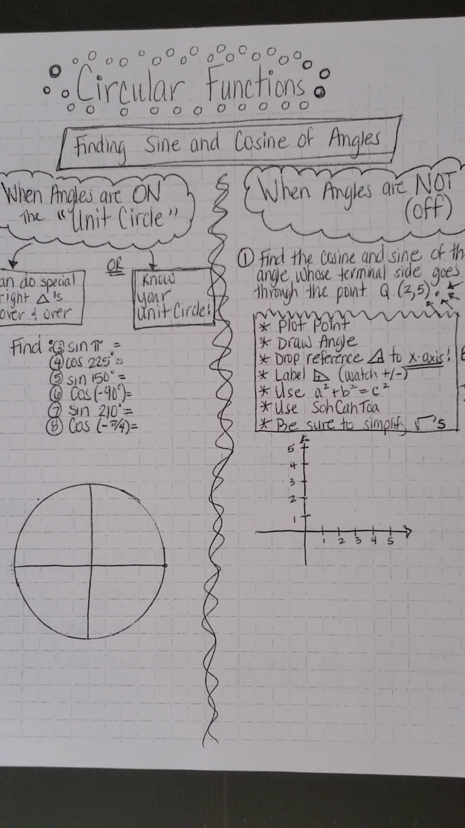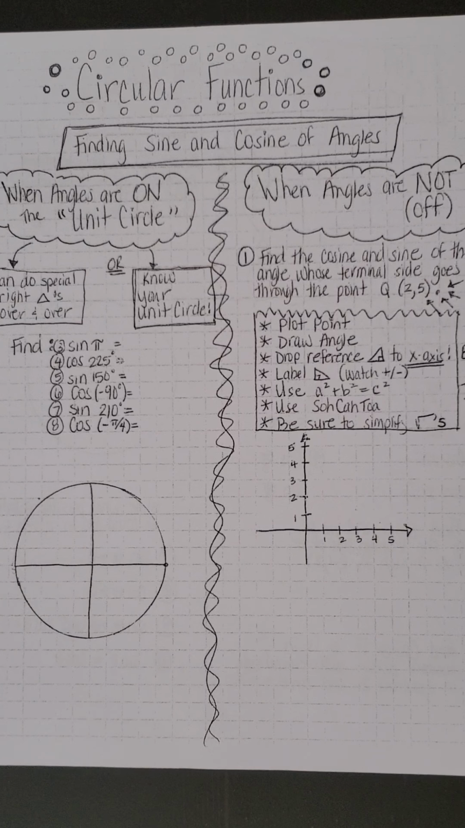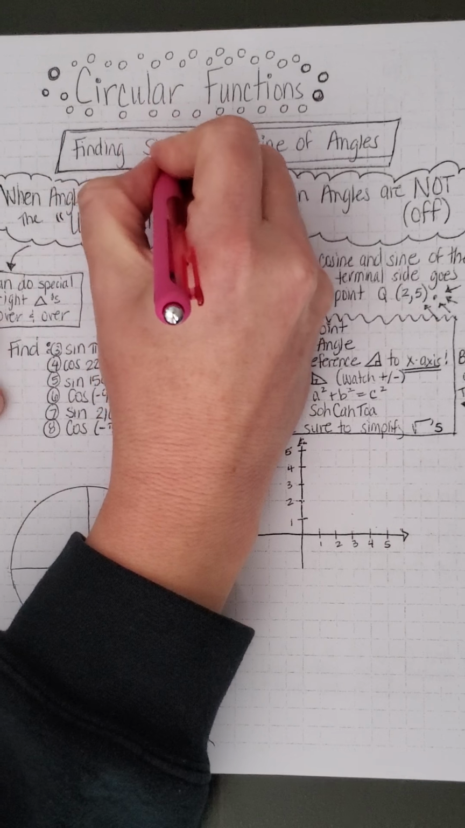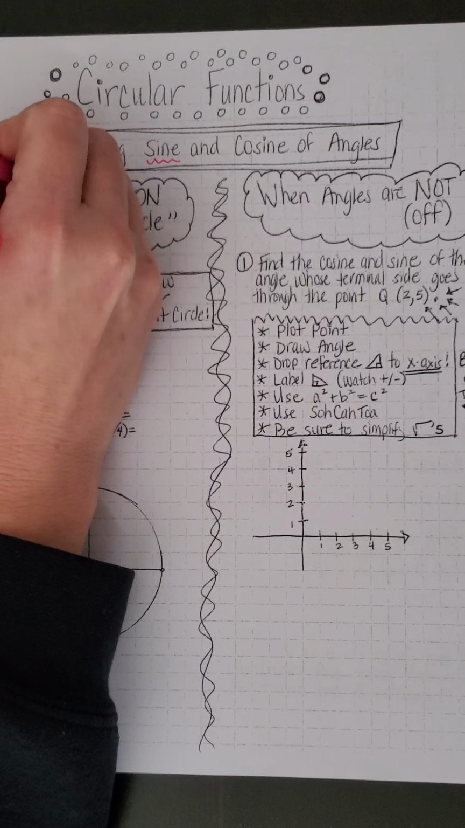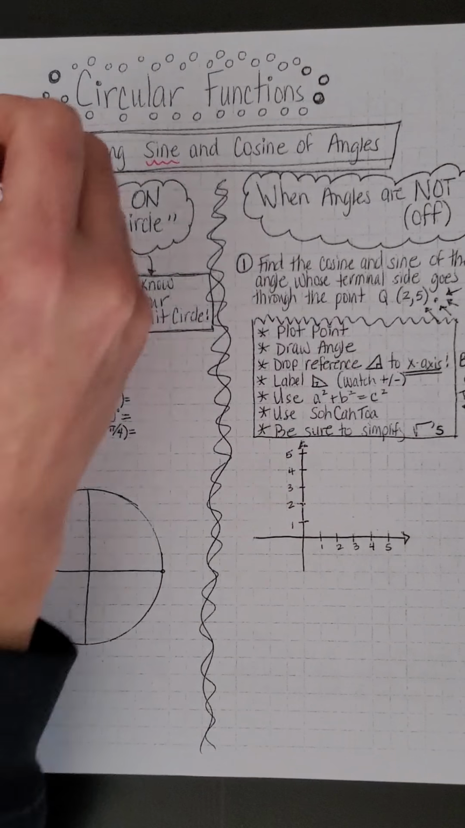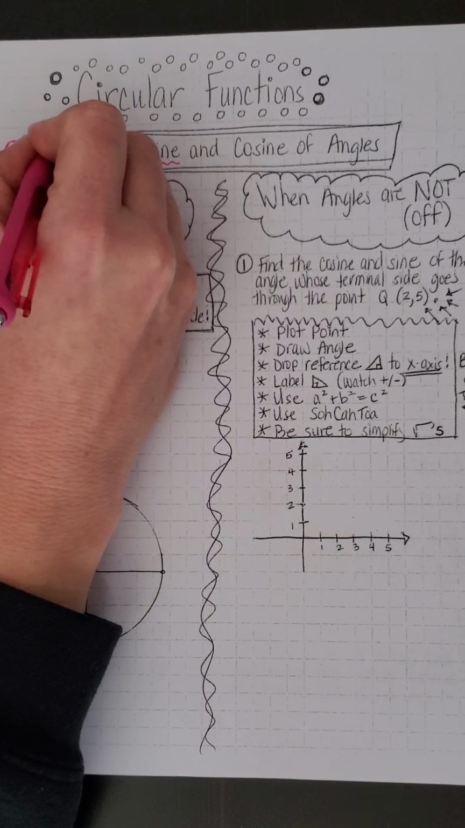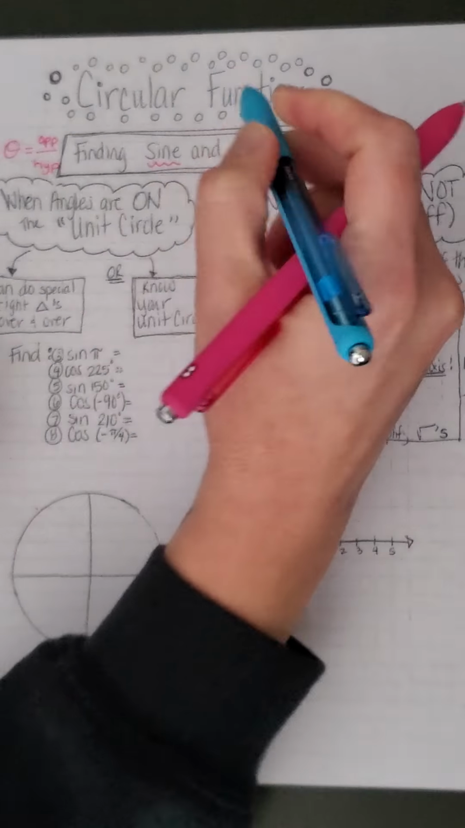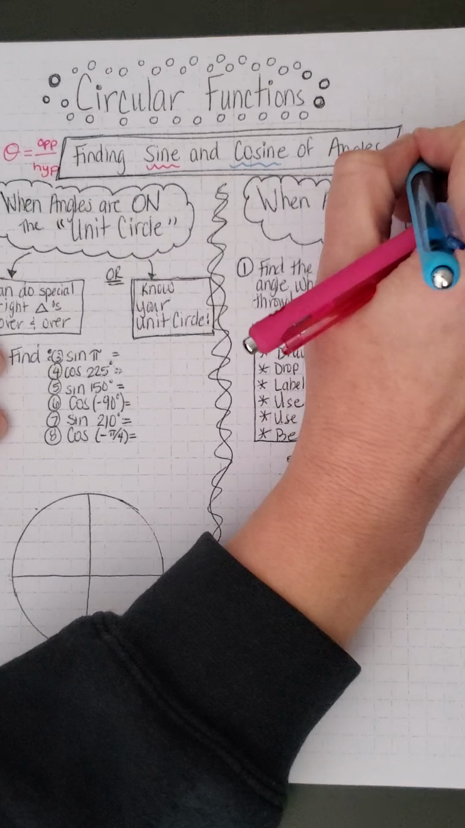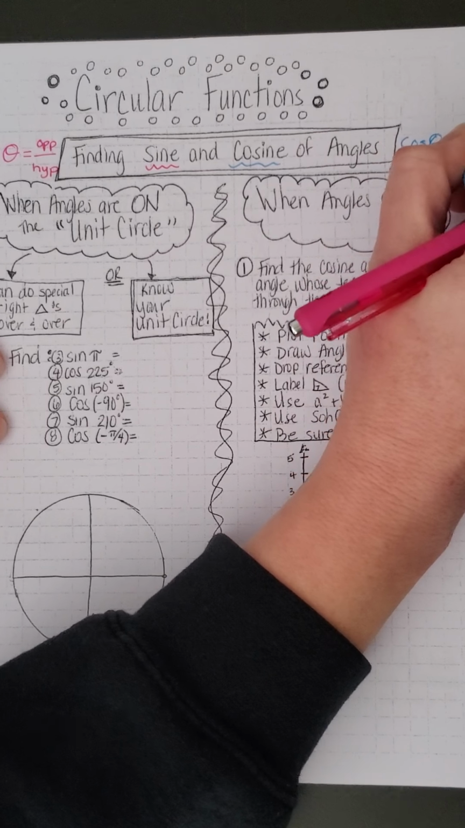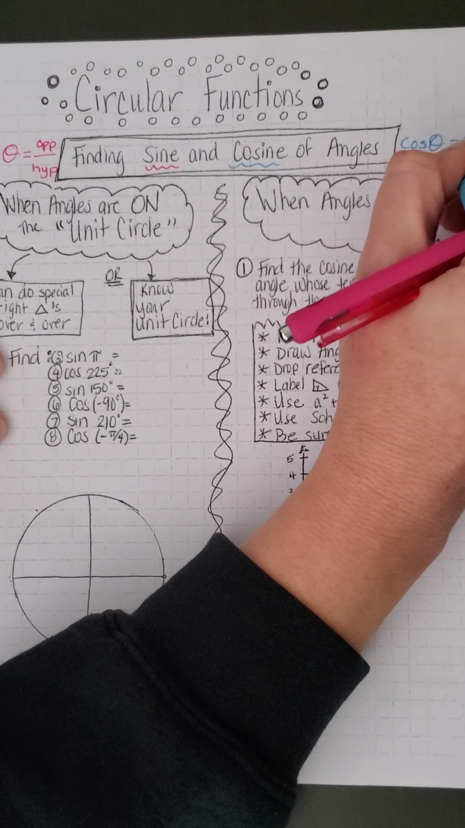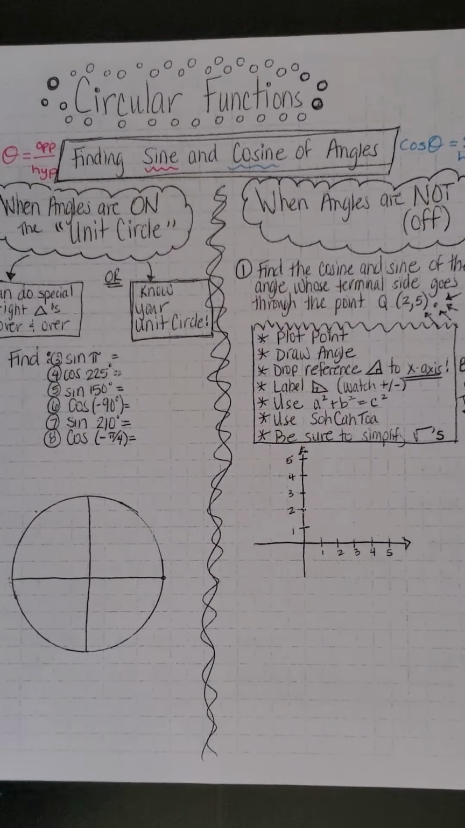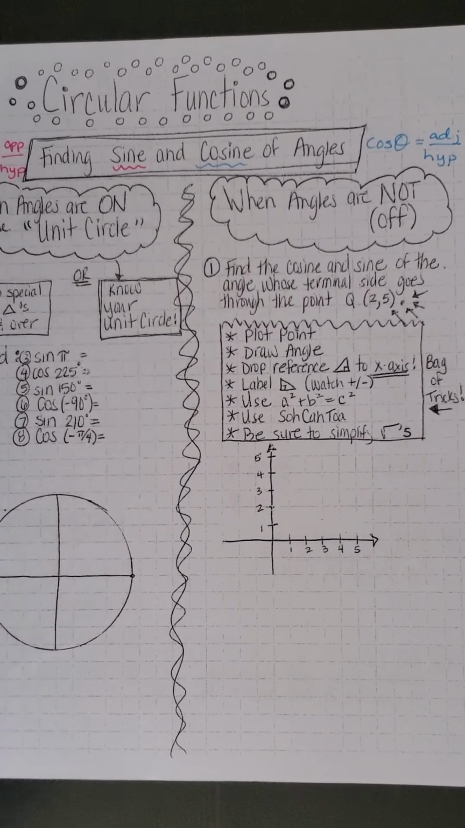All right, finding sine and cosine of angles. So first, just to remind you, the sine ratio is sine theta equals opposite over hypotenuse, and these are for right triangles. And then cosine theta, the ratio is adjacent over hypotenuse. Whoops, cosine theta is adjacent over hypotenuse.